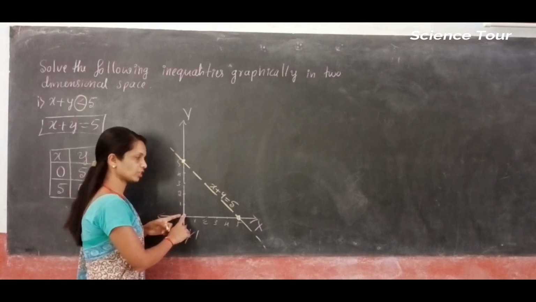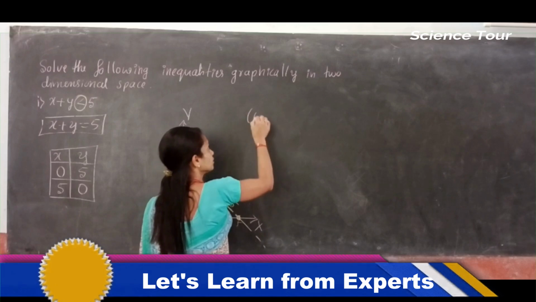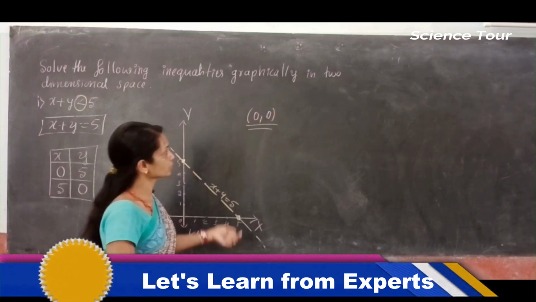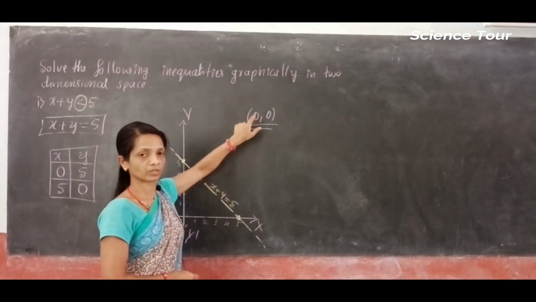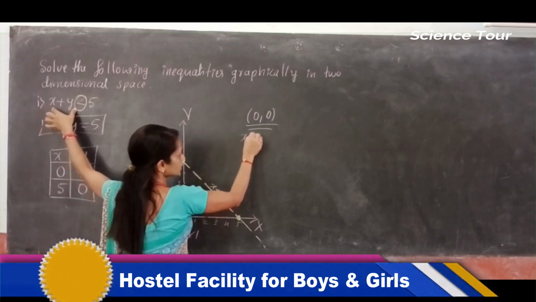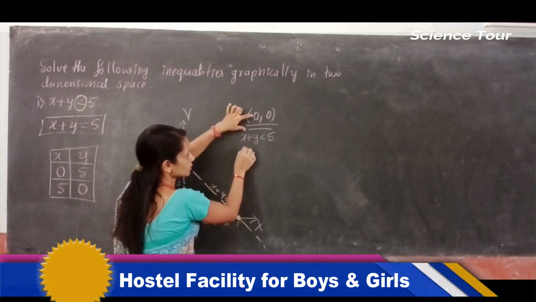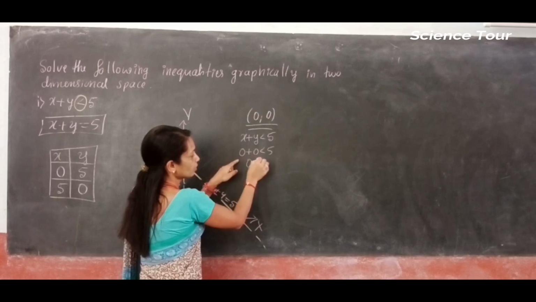Why? Because that checking point is not on this broken line. So take that 0 comma 0, that is the checking point. Now how to check this point in the inequality? You have to replace x by the first number, y by the second number. So then what you will get? This is the inequality, x plus y less than 5. X place first number, y place second number, less than 5, 0 less than 5.